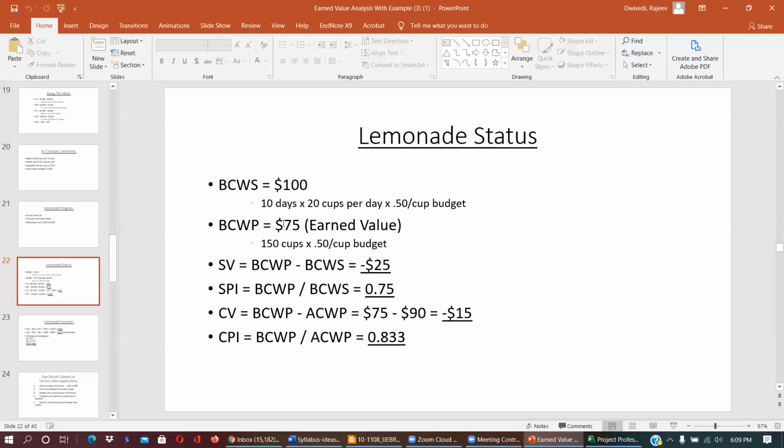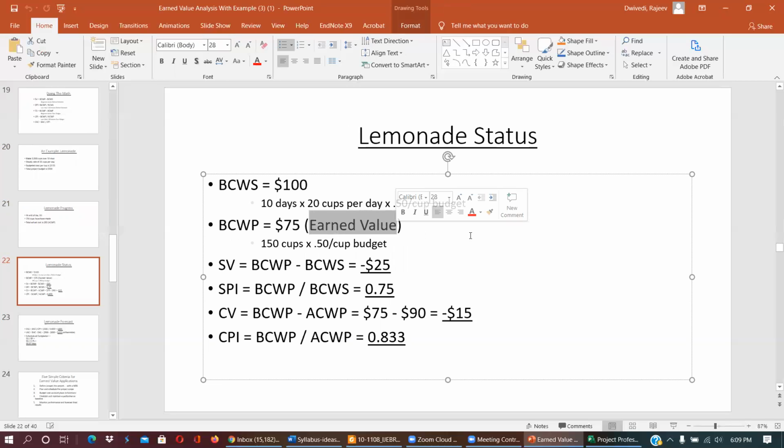$75 of work is done, which is the earned value that has been achieved. Now, based on these two things, what is the schedule variance? Schedule variance equals budgeted cost of work performed minus budgeted cost of work scheduled. So it is minus $25. How? $75 minus $100. So minus $25, this is the schedule variance, clearly indicating we are $25 behind the target.